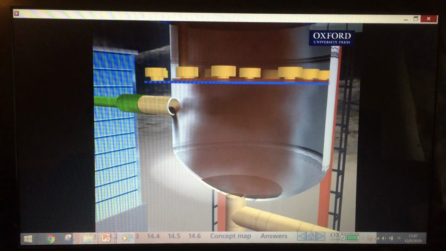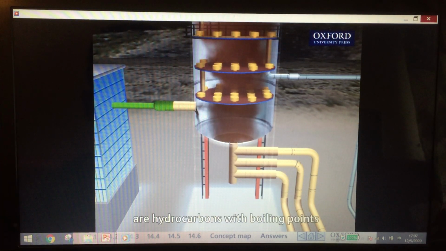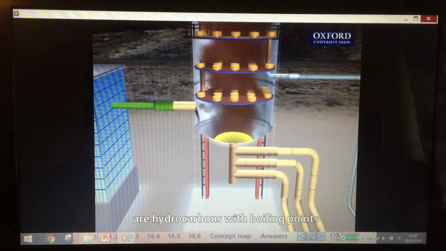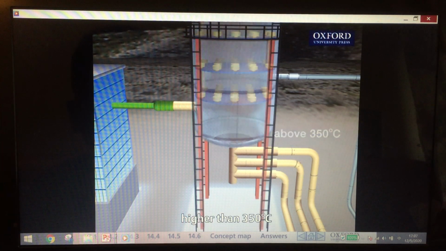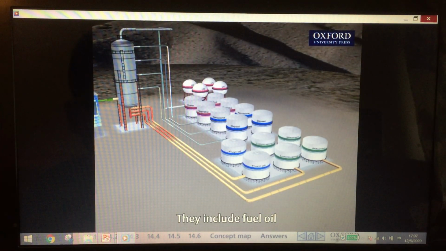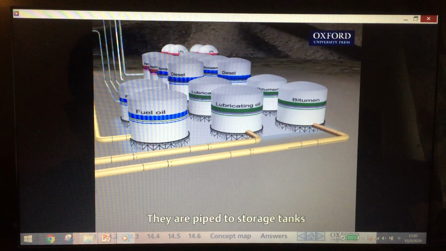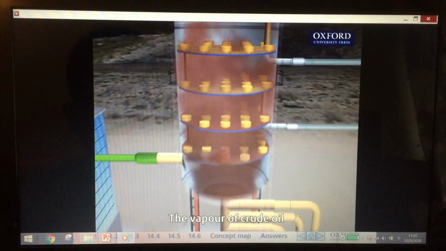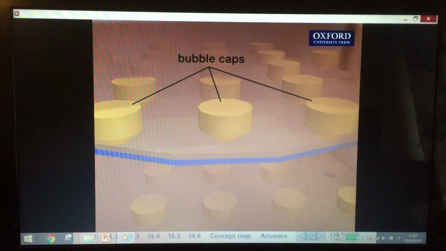The liquids collected at the bottom of the tower are hydrocarbons with boiling points higher than 350 degrees Celsius. They include fuel oil, lubricating oil, and bitumen. They are piped to storage tanks for further processing. The vapor of crude oil rises up the tower through these bubble caps.